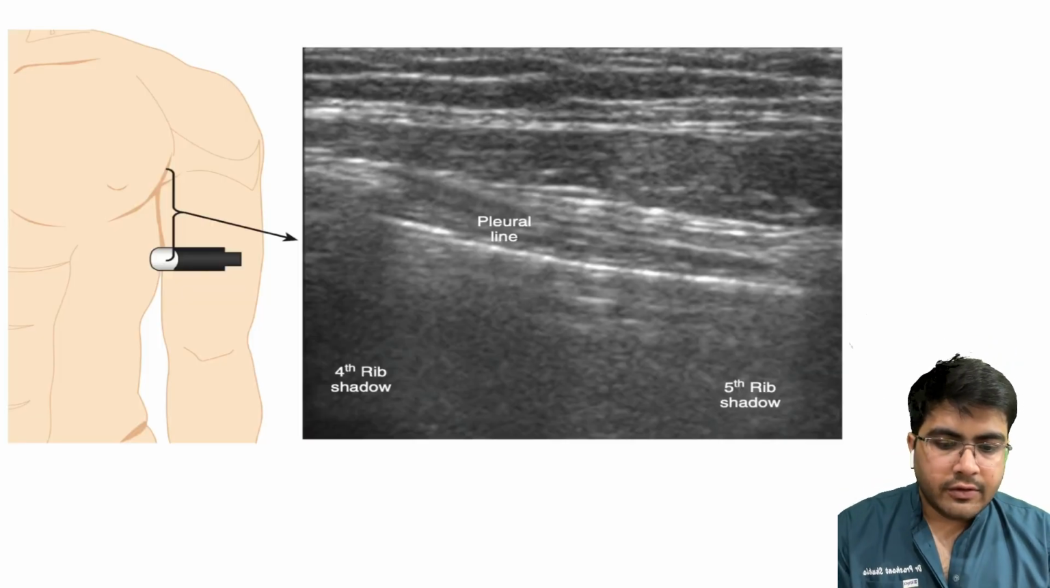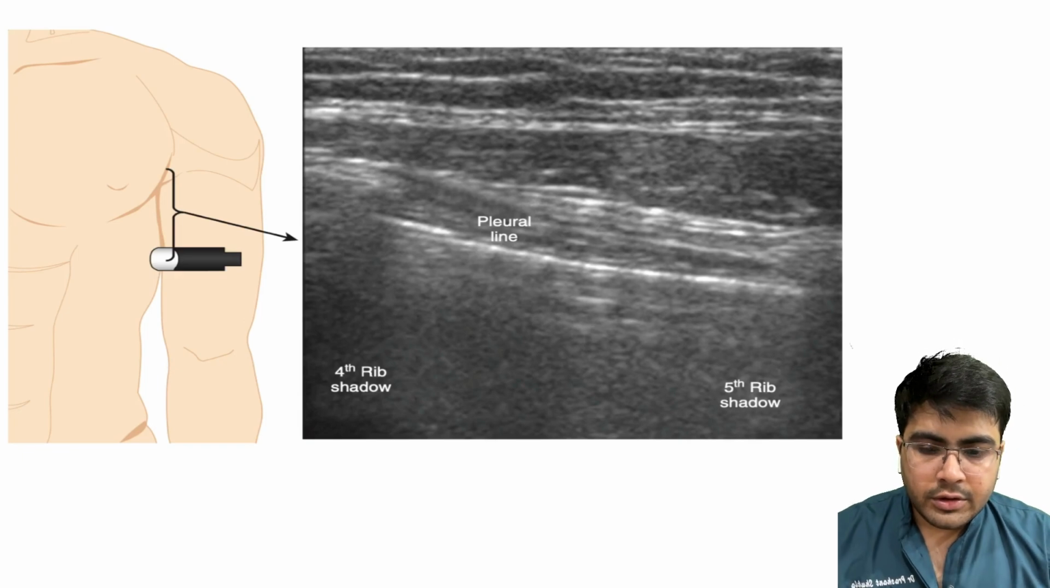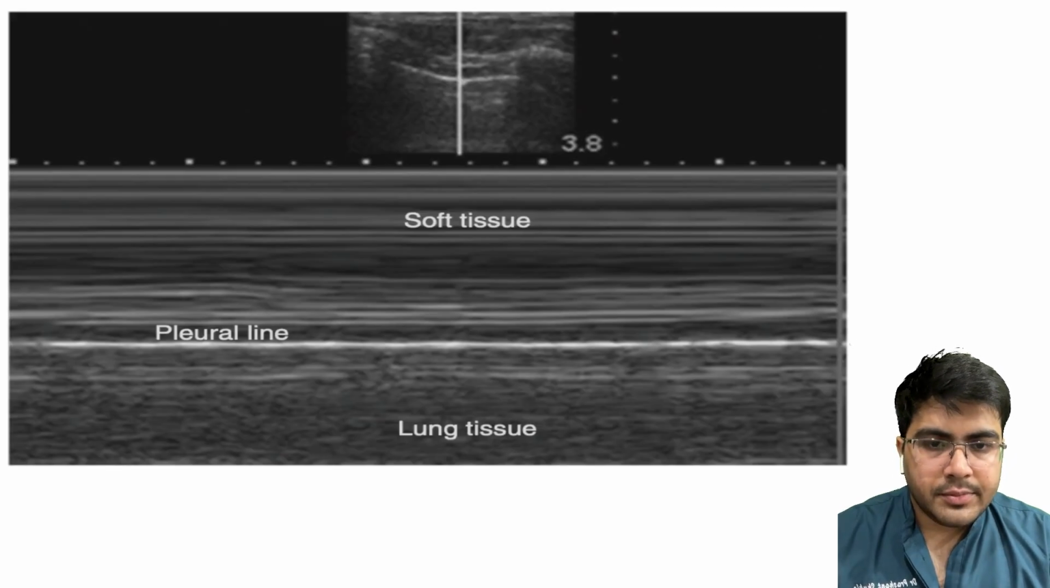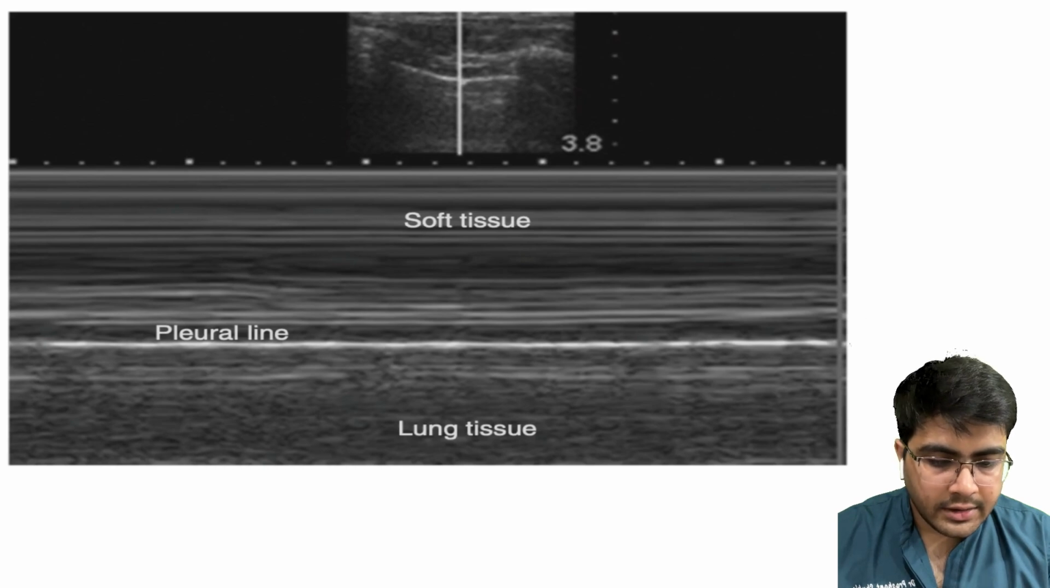So in the E-FAST, what we do is we put the ultrasound probe between the 4th and 5th rib in the mid axillary line, and we look for any presence of pneumothorax or air foci in the pleural space. Okay, so this is how usually the normal appearance is. So you have soft tissue, then you have the pleural line and the lung tissue.